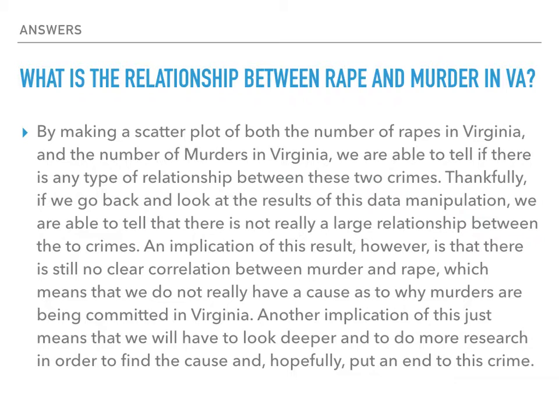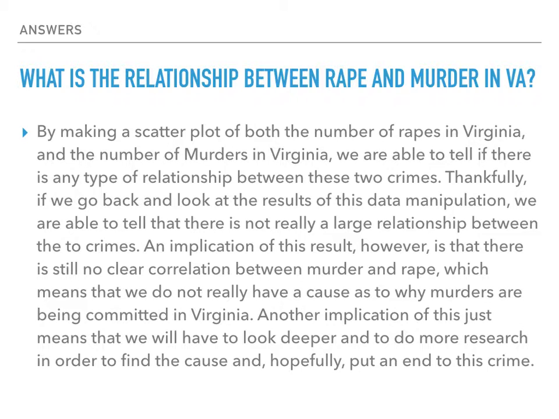My answer to the question includes the following. As I said before, from the visualization, we can deduce that there isn't really much of a relationship between the number of rapes and the number of murders in Virginia. By making a scatter plot of both the number of rapes in Virginia and the number of murders in Virginia, we are able to tell if there is any type of relationship between these two crimes. Thankfully, if we go back and look at the results of this data manipulation, we are able to tell that there is not really a large relationship between the two crimes.